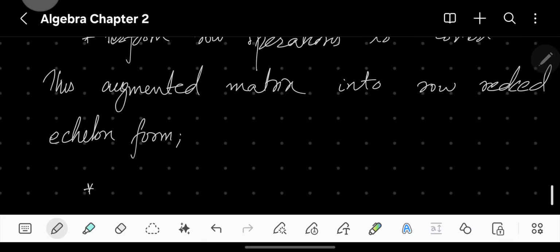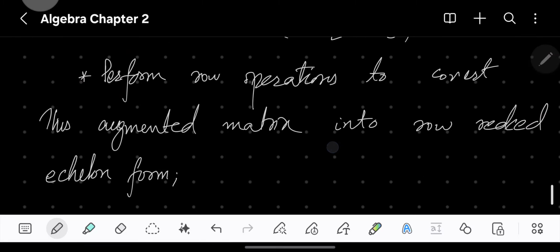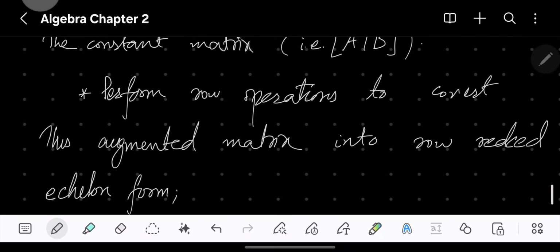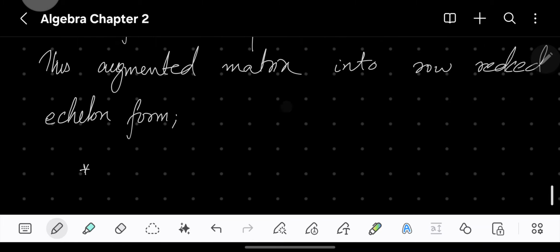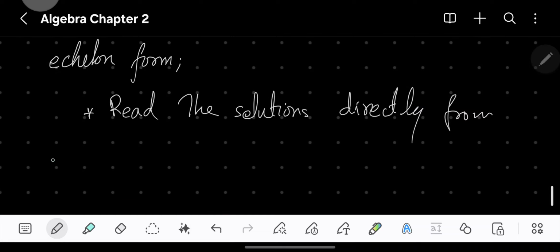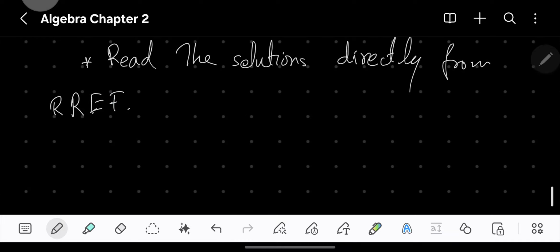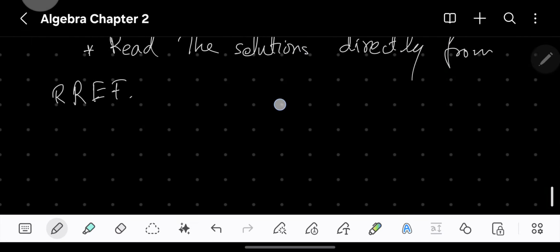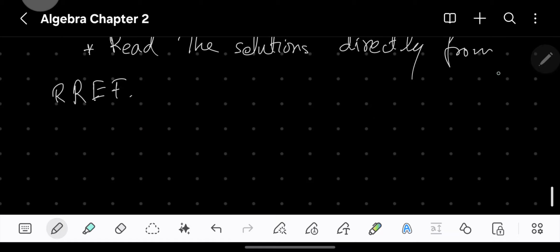When you are trying to convert this matrix into row reduced echelon form, first of all you have to convert it into row echelon form, and then you will reduce it. Then you will make the top non-zero entries into zeros. The last step is to read the solutions directly from the row reduced echelon form. These things will be clear when we solve an example.